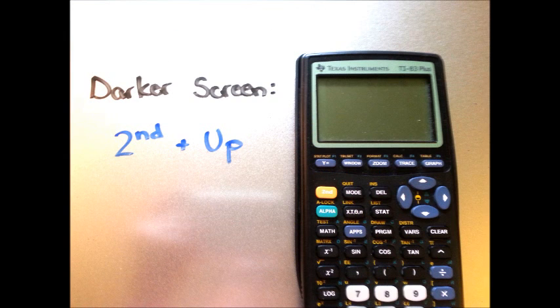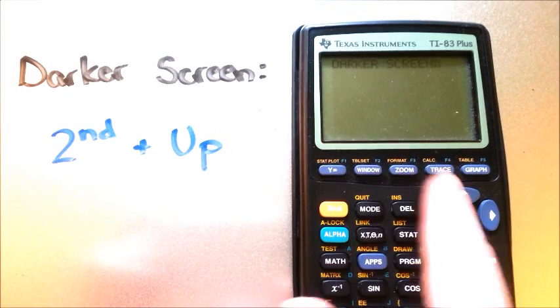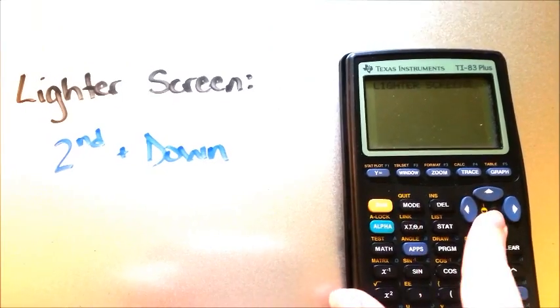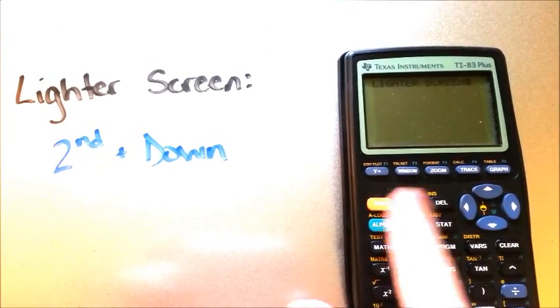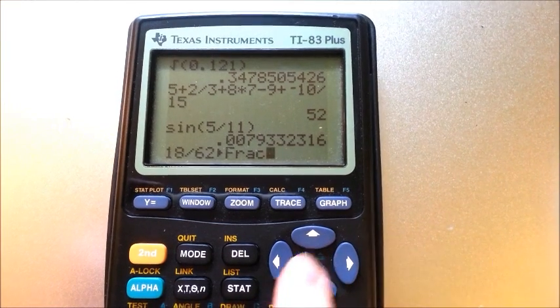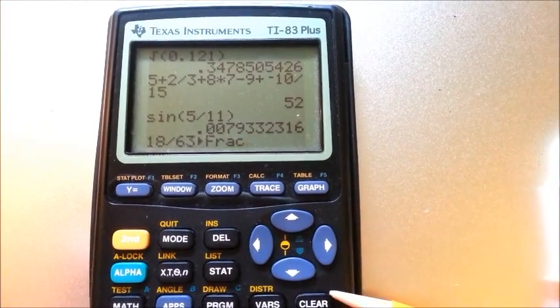In order to cause your screen to be darker, you're going to alternately push the second key and up, like this. To cause your screen to become lighter, for example, maybe right after you change your batteries, we push second and down, like this. If you've made a mistake in what you've typed and you'd like to fix it, you can use those arrow keys again. Arrow over to whatever character you'd like to change, type over it, and then press enter.